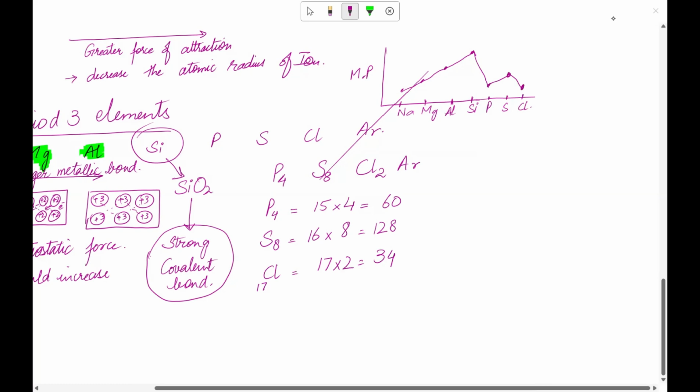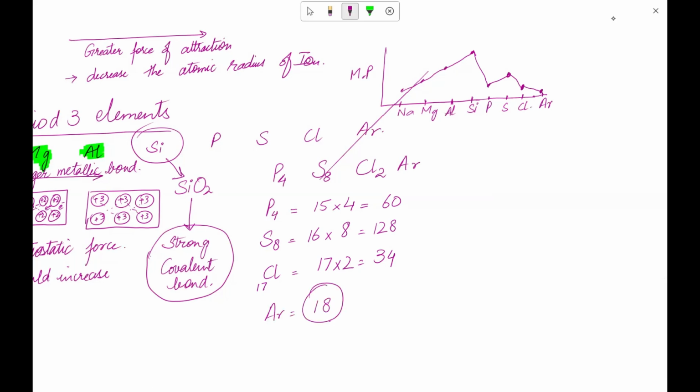For argon, we know that argon has weak intermolecular forces of attraction, so its melting point would be even less. And how many electrons does argon have? It has 18. Argon has the fewest electrons, that is why its melting point is the least. Is that clear? So the graph looks something like this.